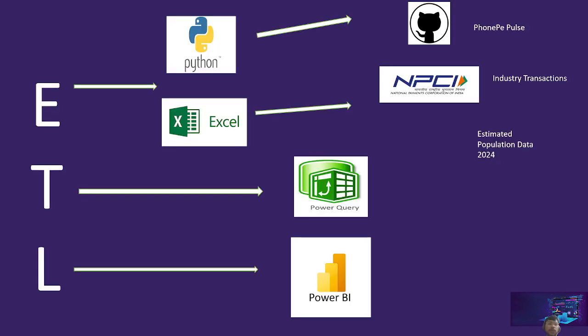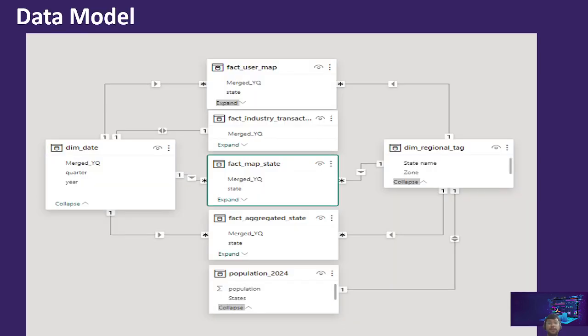So the ETL tools for this project: I extracted the data using Python and Excel. I used Python to extract the PhonePe Pulse dataset from its GitHub repository and used Excel to extract NPCI transactions and estimated population data. For transformation, I used Power Query, and for the loading part, I used Power BI.